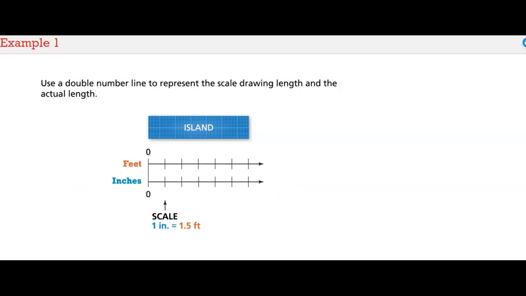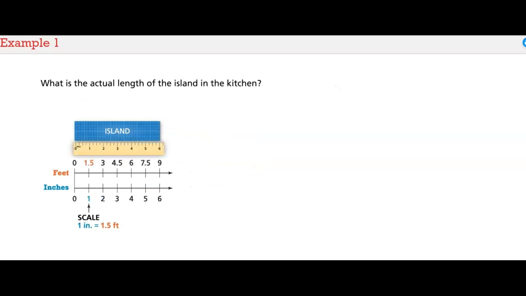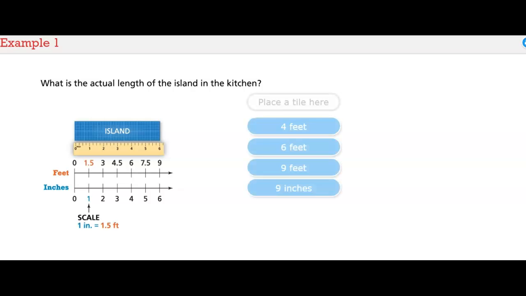Here is one way. Use a double number line to represent the scale drawing length and the actual length. The scale is 1 inch for the blueprint is equivalent to 1 5/10 feet for the actual kitchen. This means that as the number line for the blueprint increases by 1 inch, the number line for the actual kitchen increases by 1 5/10 feet. As shown by the number lines, what is the actual length of the island in the kitchen?